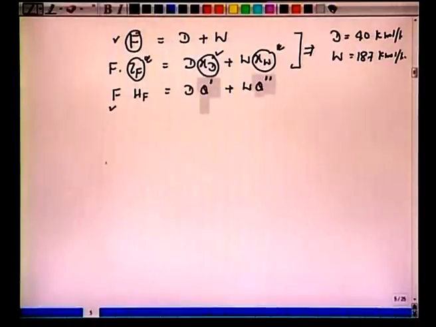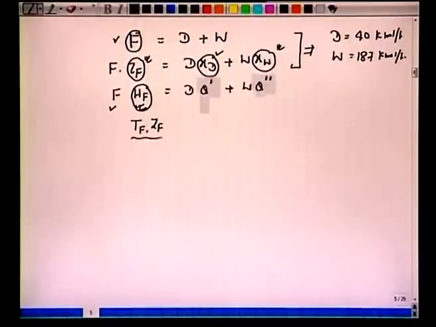Now let's see F. We know HF is also given to us, or one can also calculate HF from this enthalpy calculation. So if we know the temperature of the feed, and if we know the compositions here ZF, one can make some balance here from thermodynamic knowledge to calculate HF. Here HF, we already calculated that quantity. So HF is known to us.